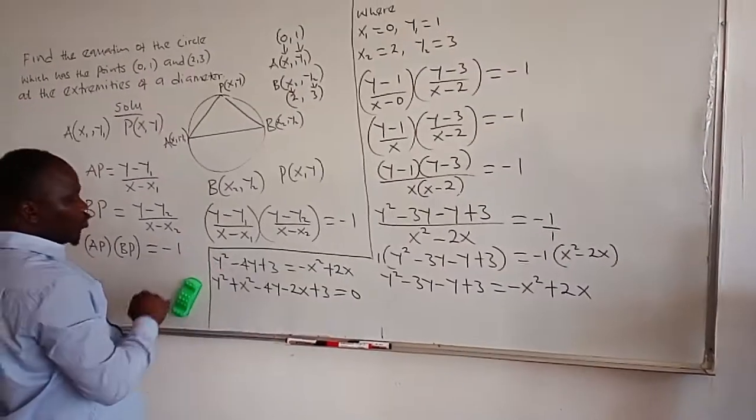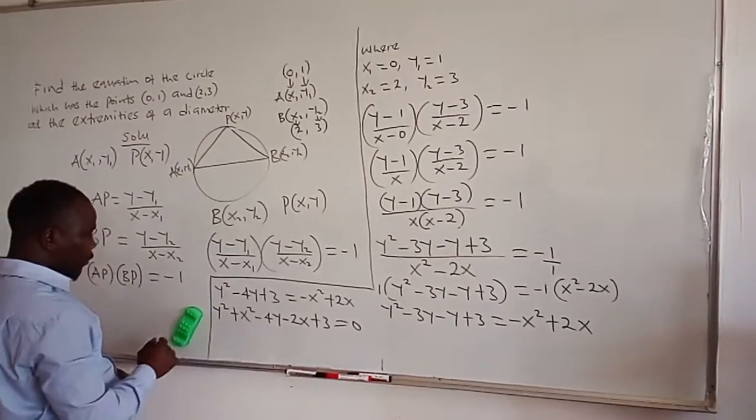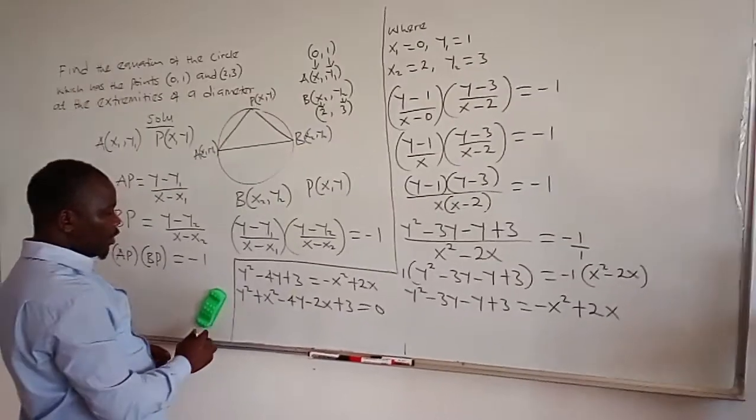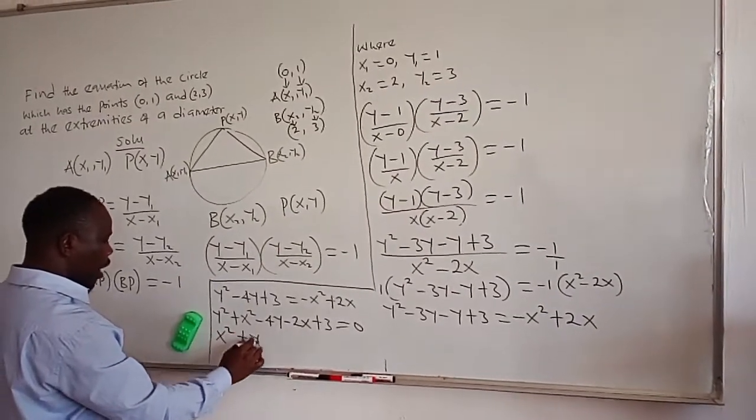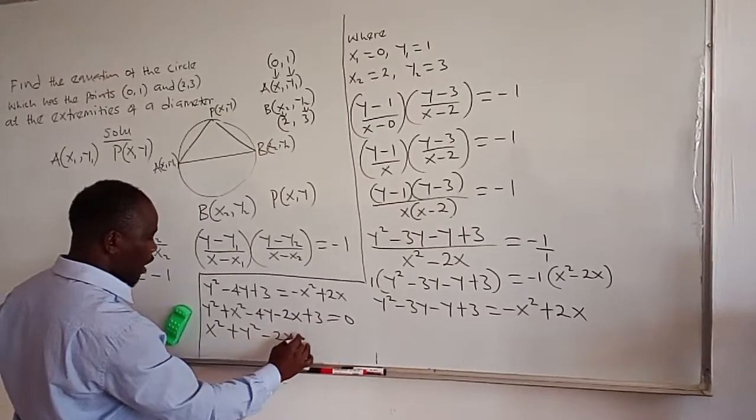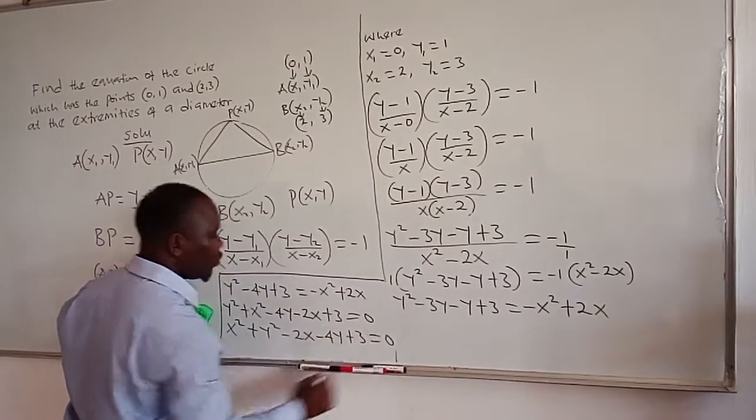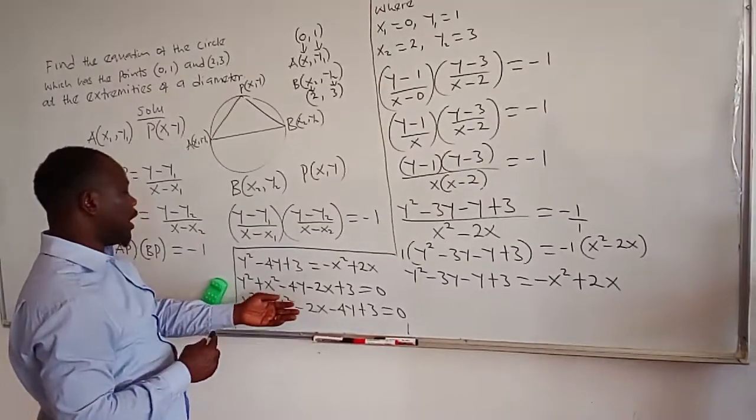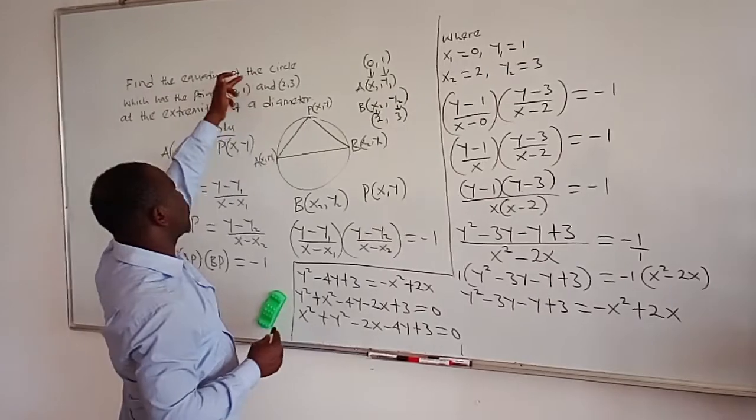So if we want to put it in the form of equation of a circle, you know that x comes before y. So this is how it will be. x squared plus y squared minus 2x minus 4y plus 3 equals to 0. This is the final answer, and this is what they want you to do. They said, find the equation of the circle.